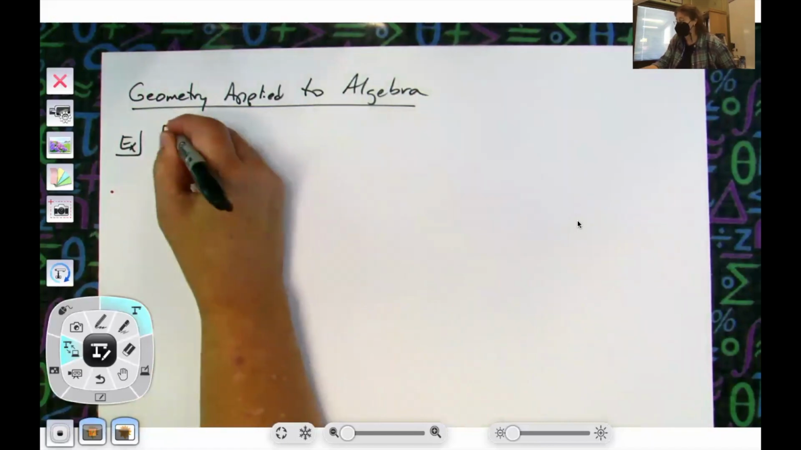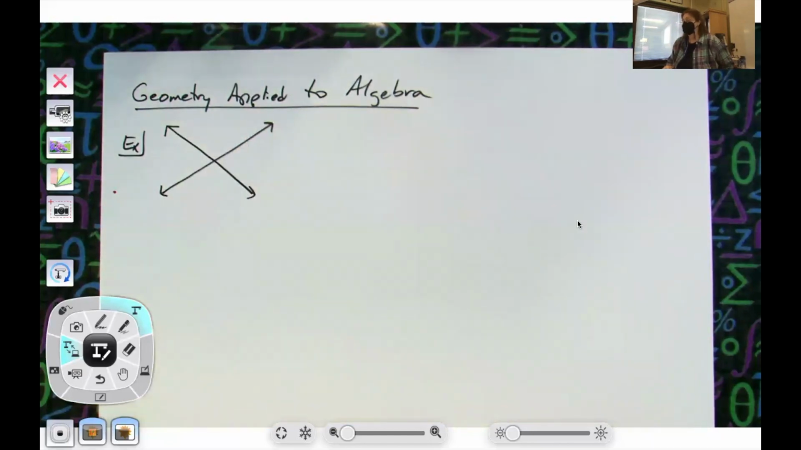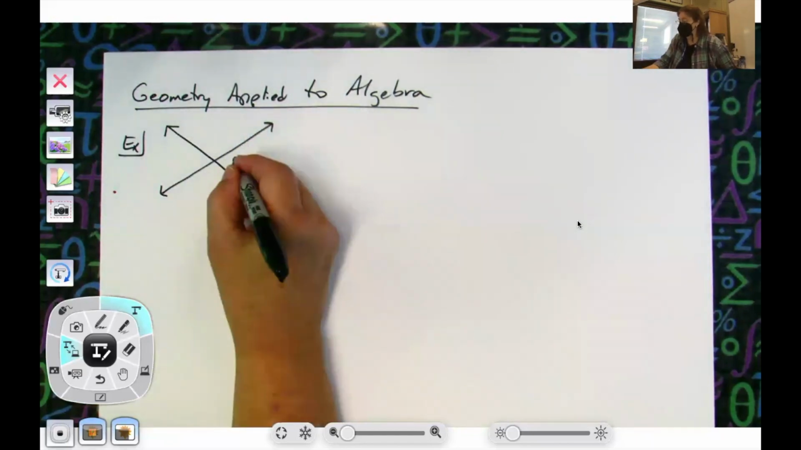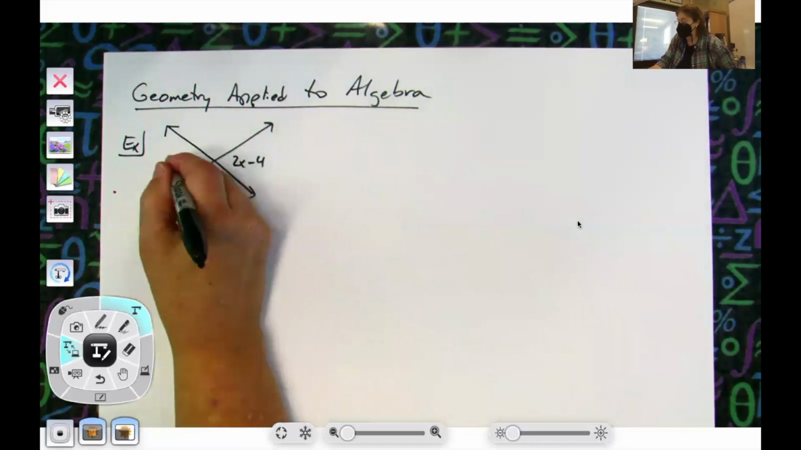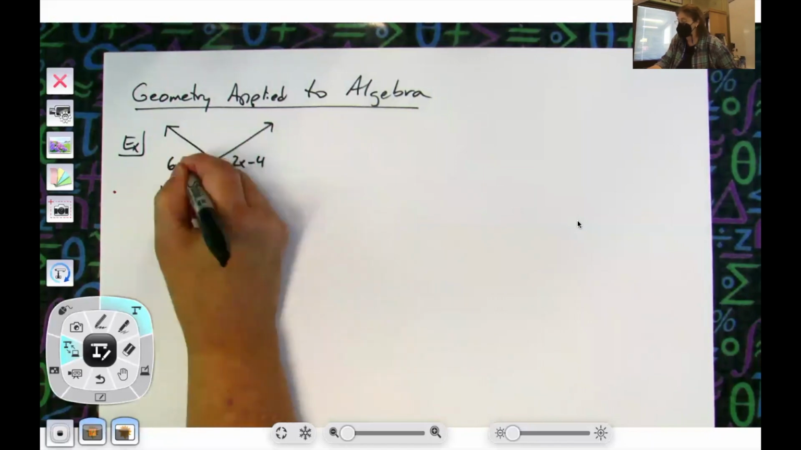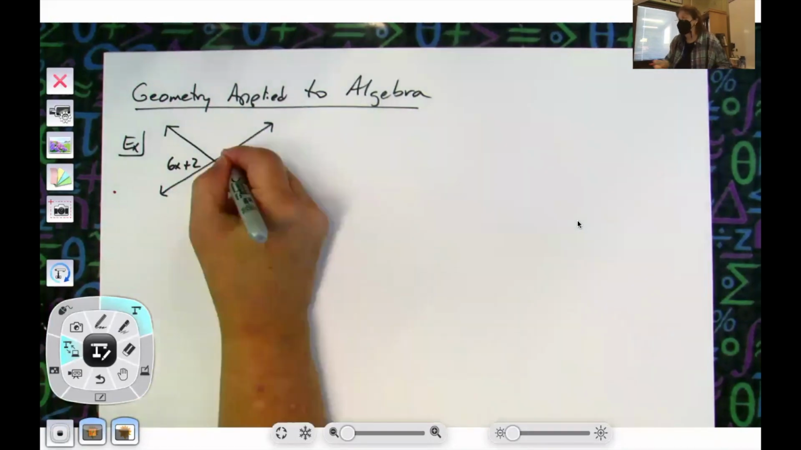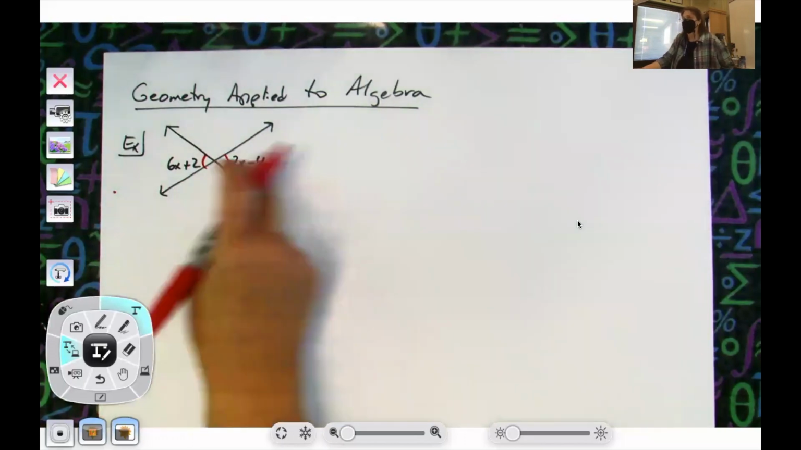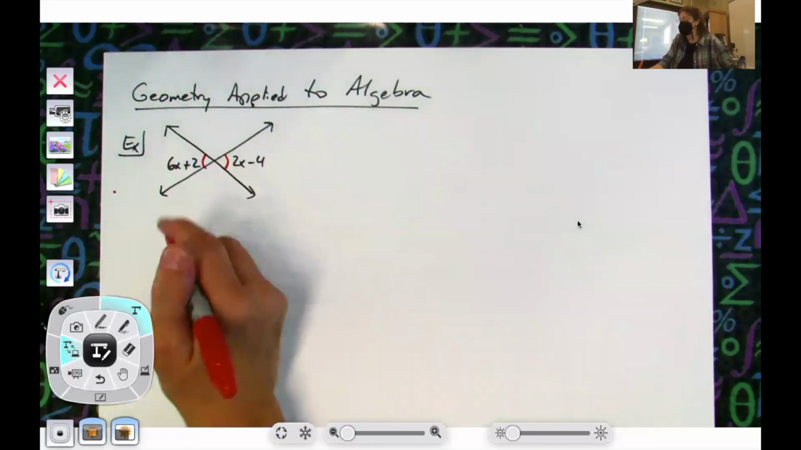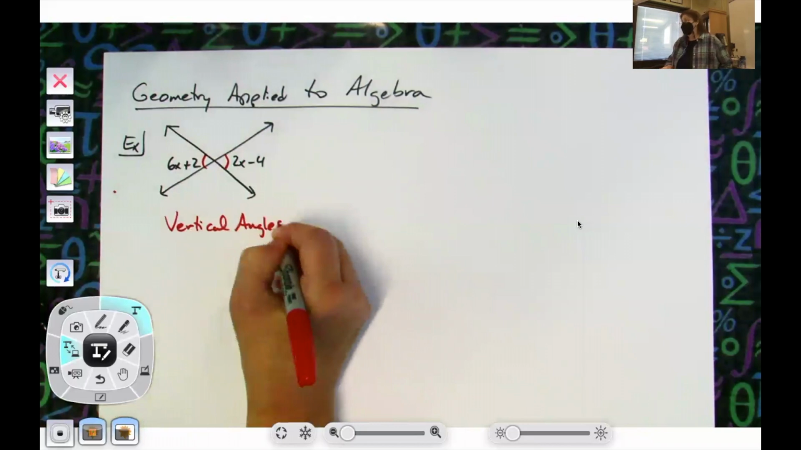If I draw a picture of two lines crossing, and let's say I put a 2x minus 4 over here, and I put a, I don't know, a 6x plus 2 over here. What can you tell me about this angle and this angle? They're equal. Yes, they are. Do we know the name of them? When two angles are across from each other and equal to each other, they are called vertical angles. I was hoping that you had that from middle school. So that's just a geometry fact.